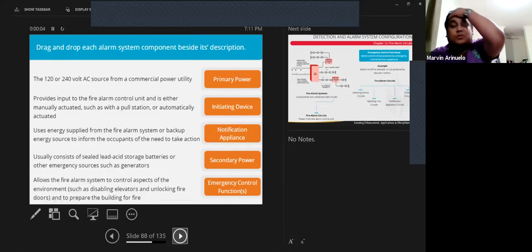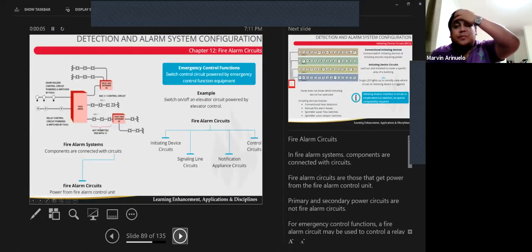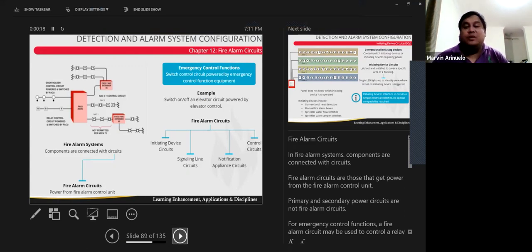So that's what you see, okay? Let us discuss the fire alarm circuit. In a fire alarm, components are connected with a circuit, and it is those that get power from the fire alarm control unit, such as your horn or strobe.